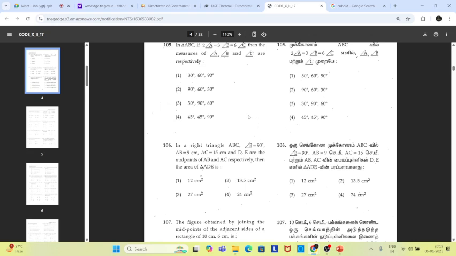105, yes. In triangle ABC, if 2 angle A equals 3 angle B equals 6 angle C, then the measures of angle A, angle B, angle C are. So 2 angle A means 2 times angle A, equal to 3 times angle B, equal to 6 times angle C. So which angle will be bigger, A or B or C? Among these three, which is the bigger angle?